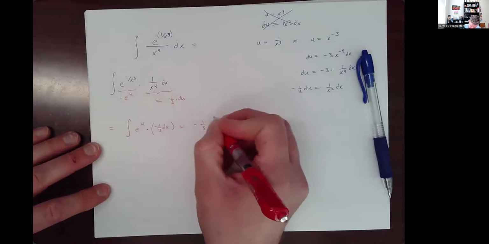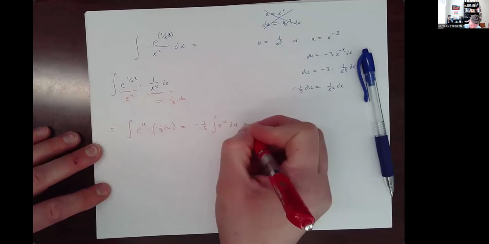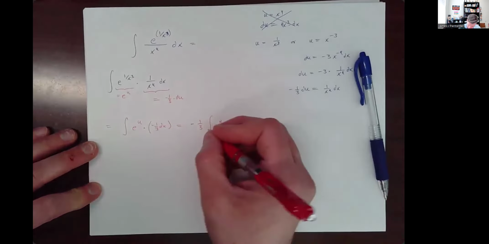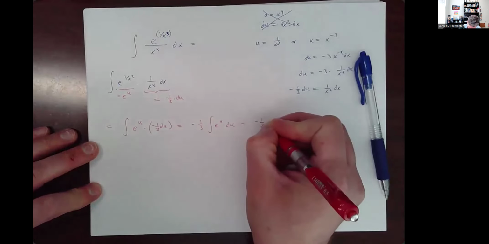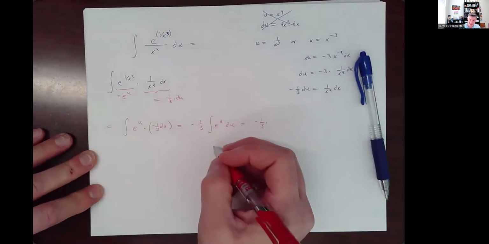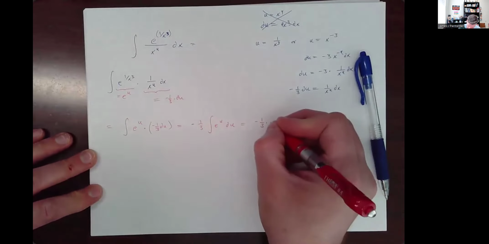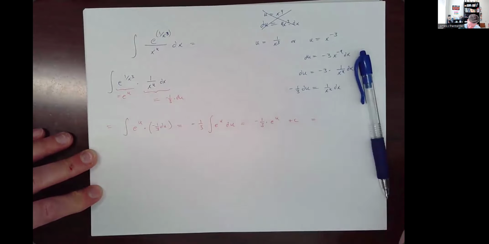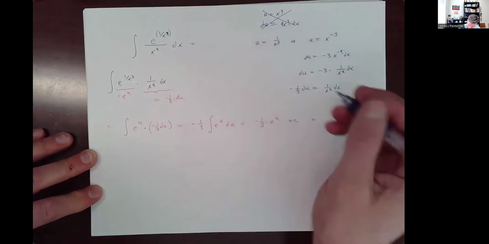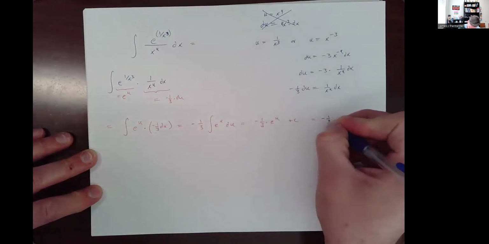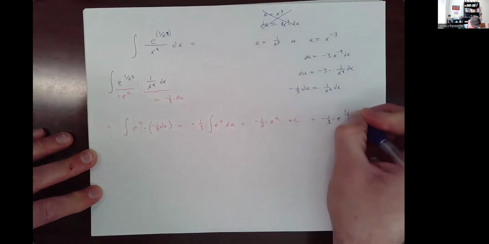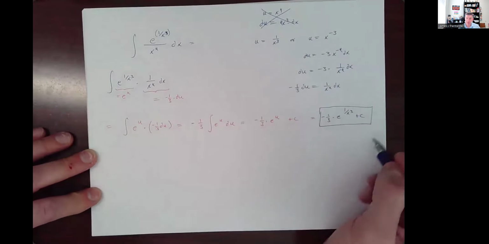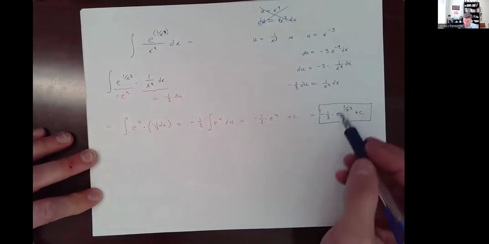But the reason it works is because we can do this. Now be careful here. It's easy to forget that you're actually doing something from this step to the next step. So from here to here, you get negative 1/3 times the antiderivative of e to the u, which is e to the u, and then plus c. And then finally, replace the u with 1 over x cubed, so we get negative 1/3 times e to the 1 over x cubed plus c. And if you took the derivative of this, not that you have to, but if you did, you would get that.